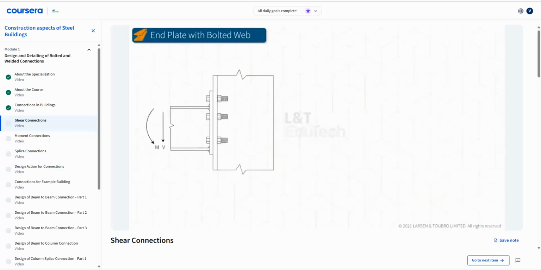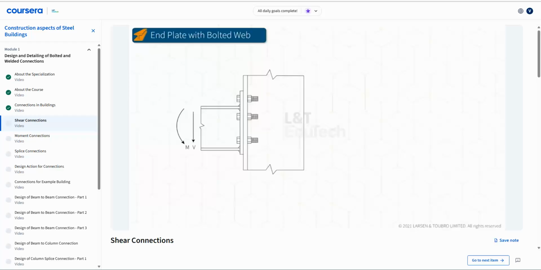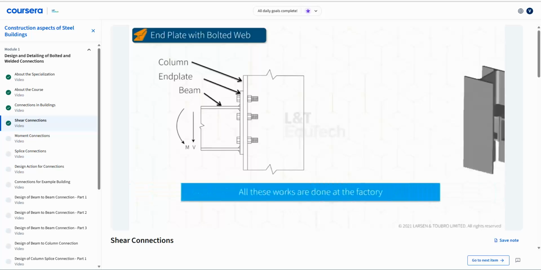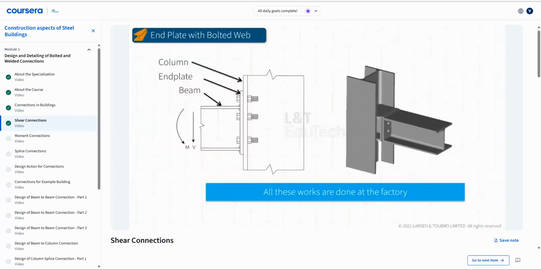In this type of beam-to-column connection, plates are welded to the ends of the beam and bolt holes are provided in these end plates. Aligned bolt holes are provided in the column as well. All these works are done at the factory, and hence only the bolting process has to be done at the site. This is one of the key advantages of these types of connections. These kind of connections are used for connecting the beam to both the flange and web of the columns.